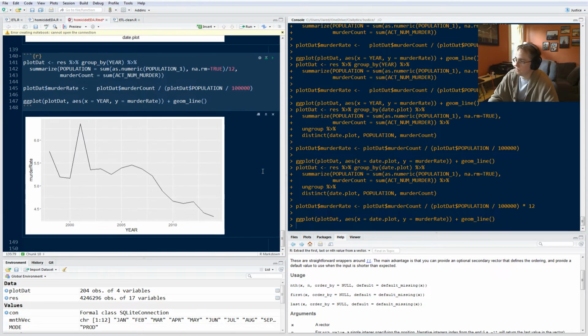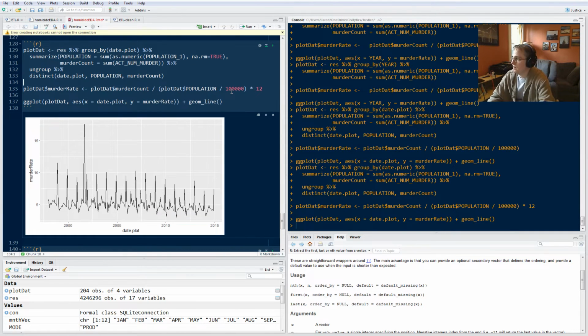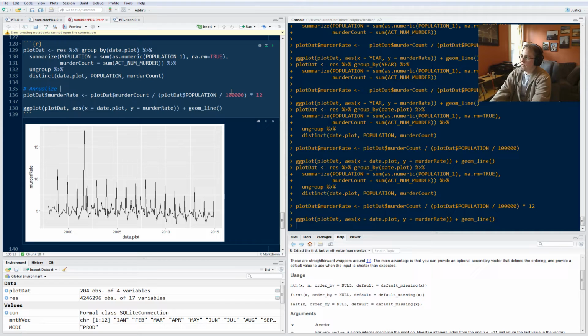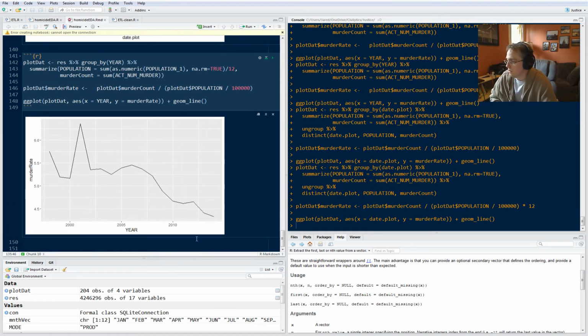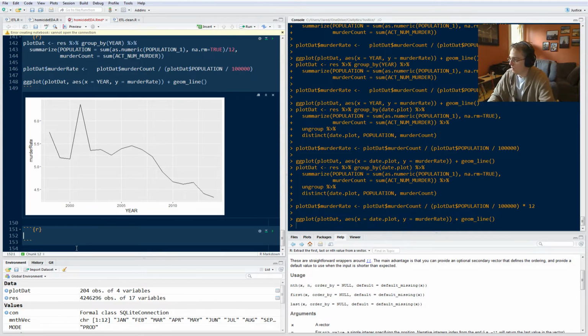There we go. This one, we annualize it. Annualized monthly rate, multiplying by 12. See the trend. Alright, now let's look at state-to-state variation. Once we take out the population, we should actually be able to see some interesting trends.